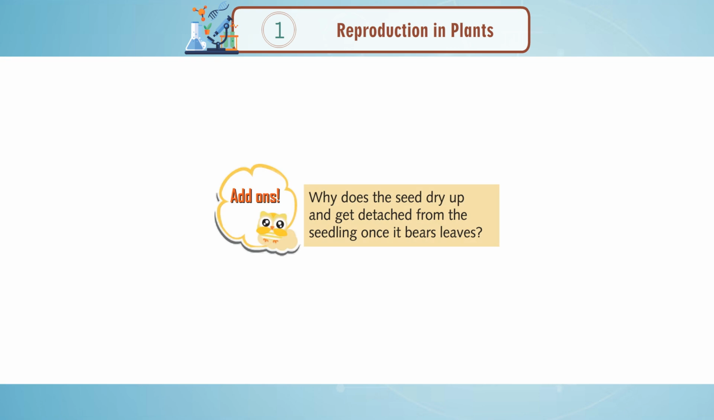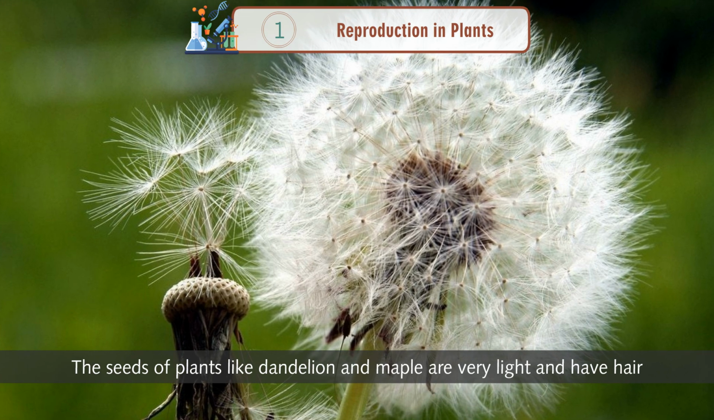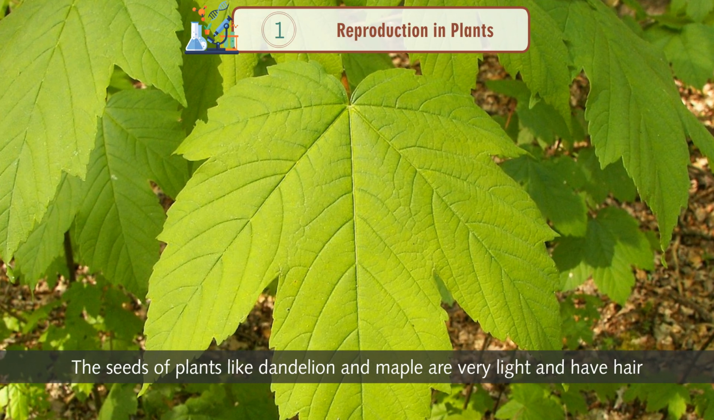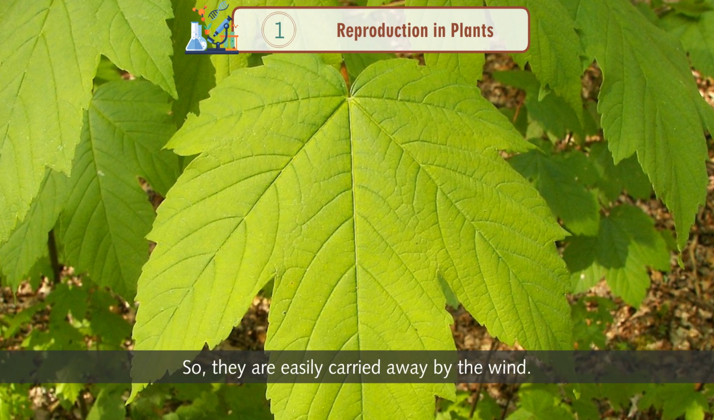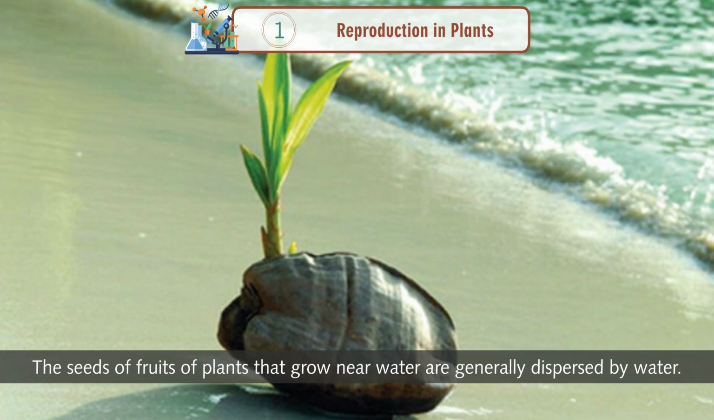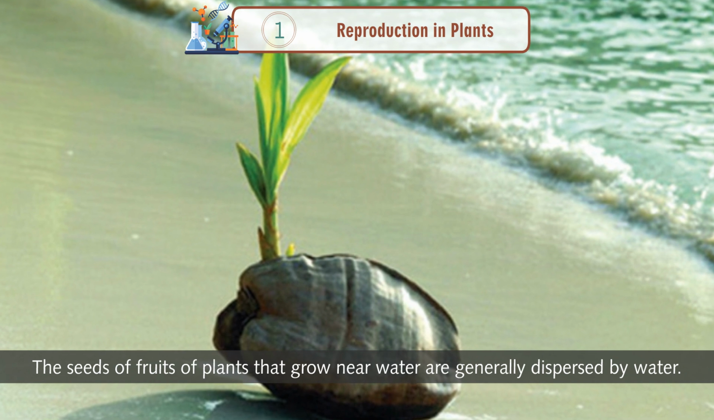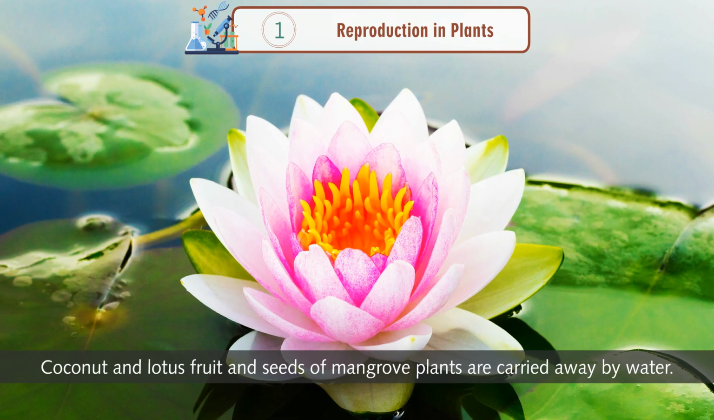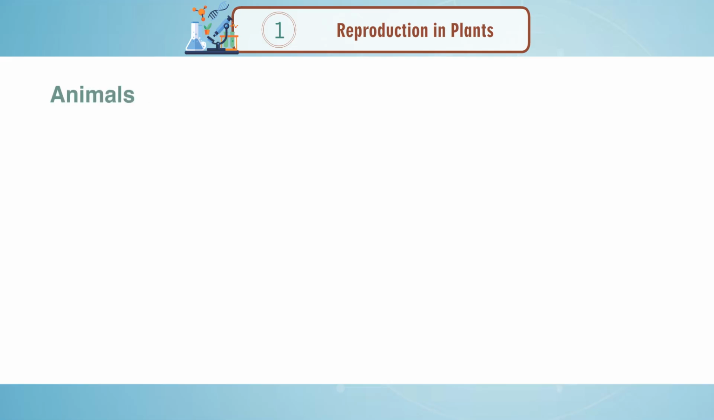Add-ons. Why does the seed dry up and get detached from the seedling once it bears leaves? Wind. The seeds of plants like dandelion and maple are very light and have hair or wings on them, so they are easily carried away by the wind. Water. The seeds of fruits of plants that grow near water are generally dispersed by water. Coconut and lotus fruit and seeds of mangrove plants are carried away by water.